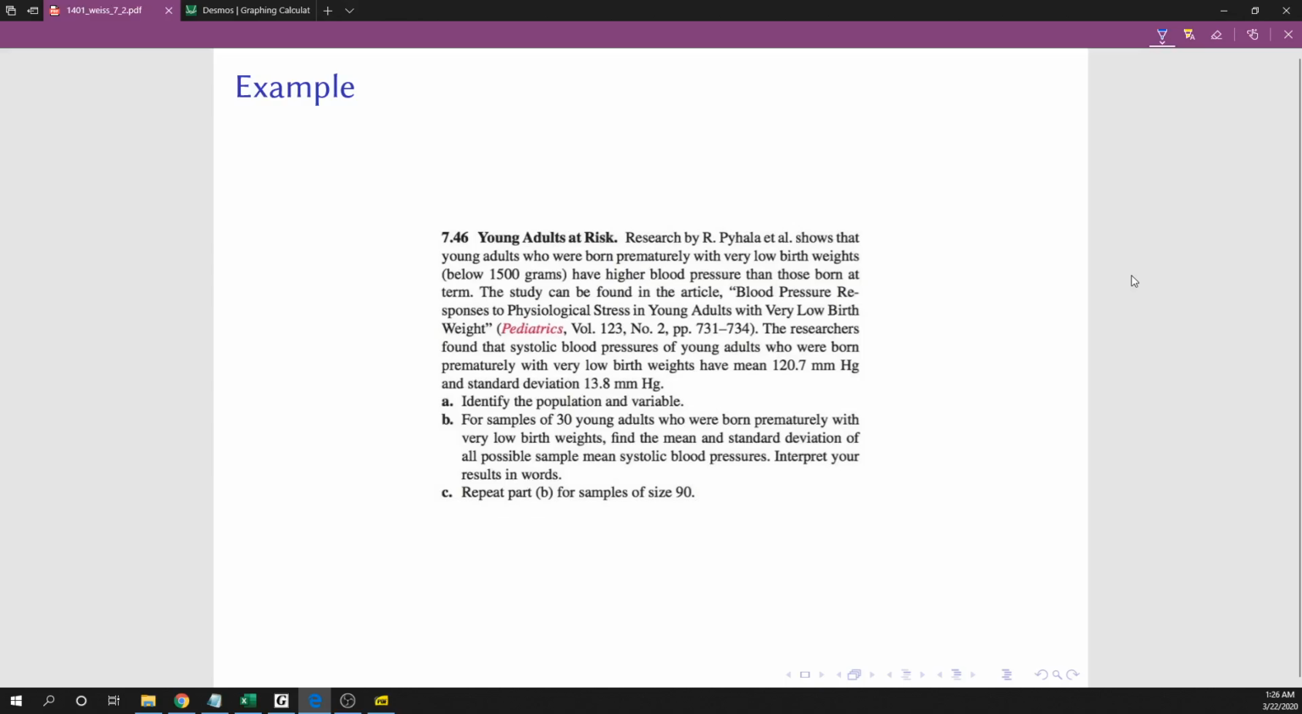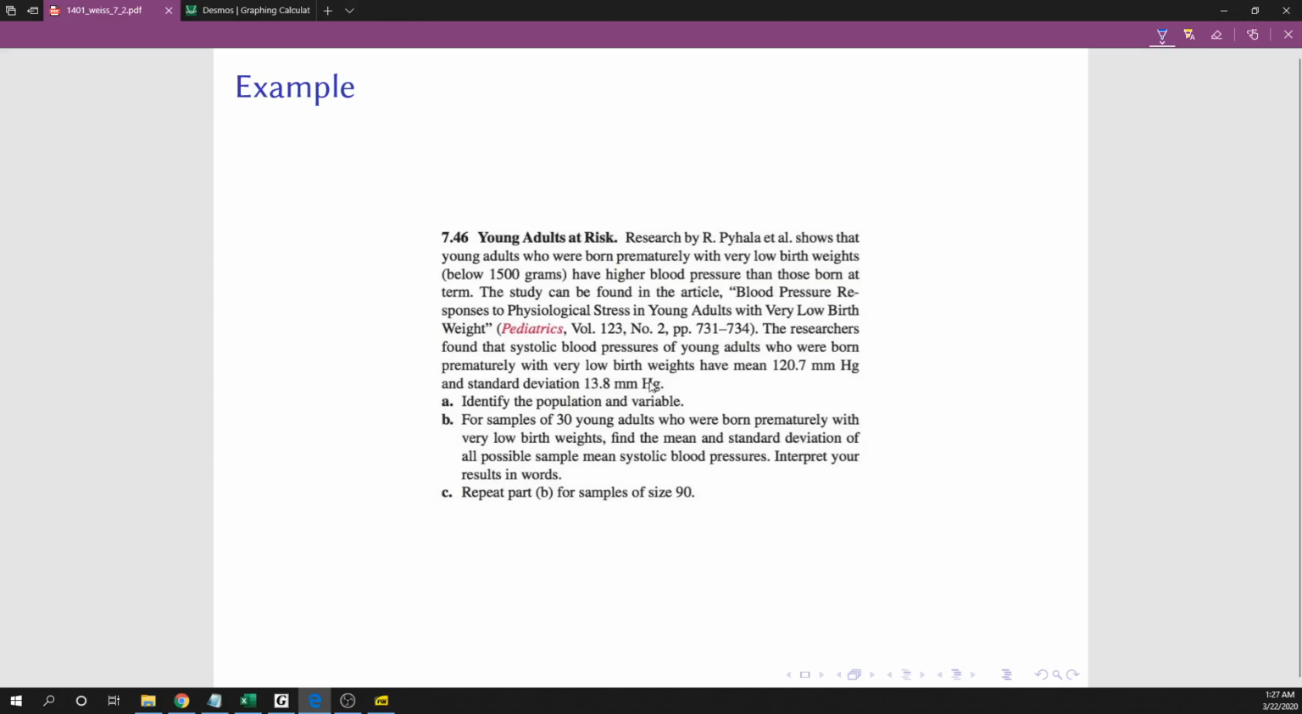Identify the population and variable. So the population would be all young adults who were born prematurely with very low birth weights, and their variable would be their systolic blood pressure.